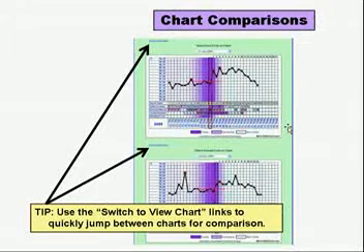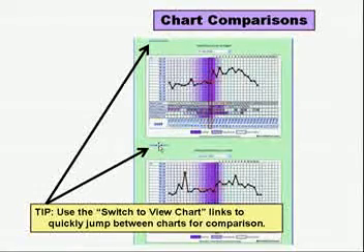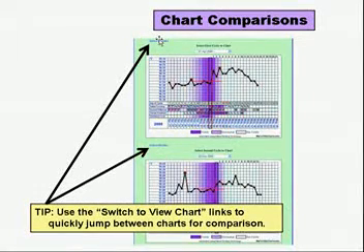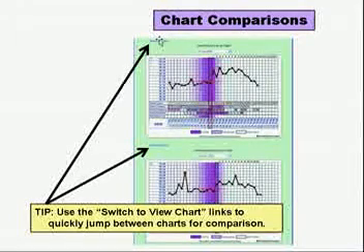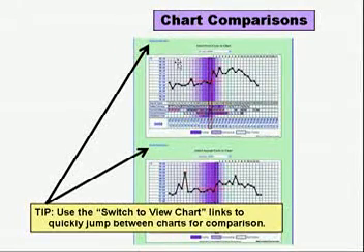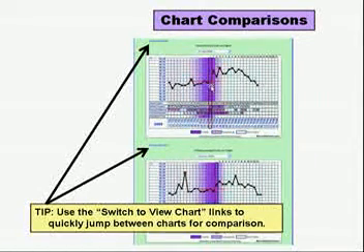You can scroll up and down this page to view the two different charts, or you can also use the Switch to View Charts button, which appears immediately above each chart. This allows you to quickly skip back and forth between the two charts on the page for comparison's sake. You'll notice that the chart comparisons show the entire chart and allow you to compare all the fields on the chart and not just the temperature data.